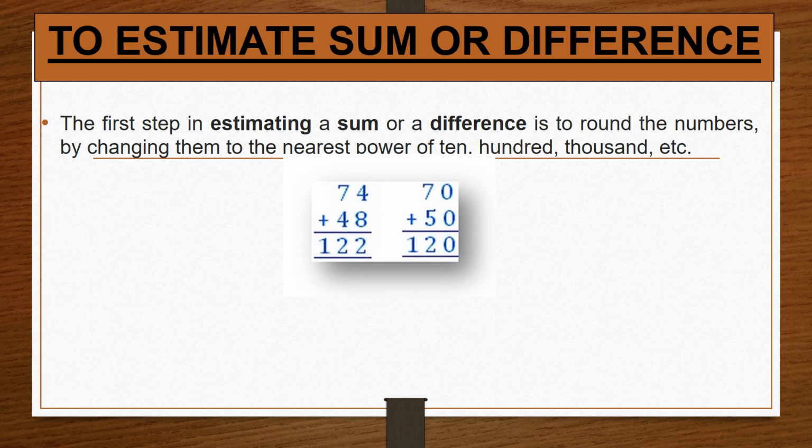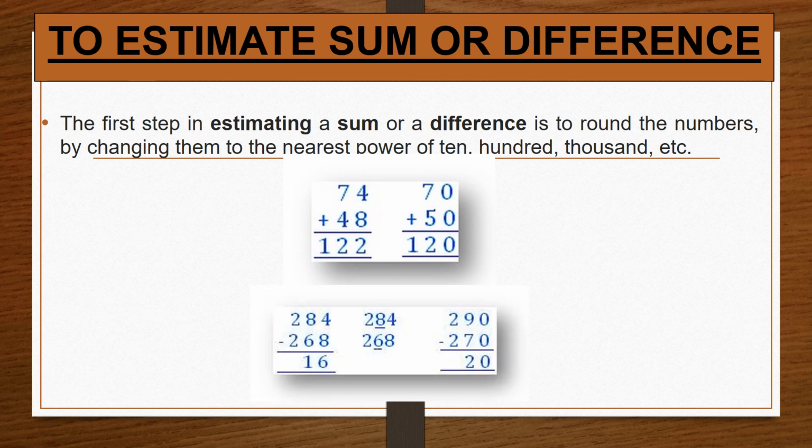Now we will find out the estimate sum. So 74, the one's digit is 4, so this number is rounded down to 70. 48, the one's digit is 8, so this number is rounded up to 50. 70 plus 50 is 120. So the estimate sum is 120.